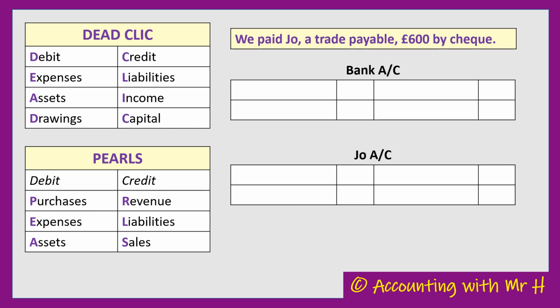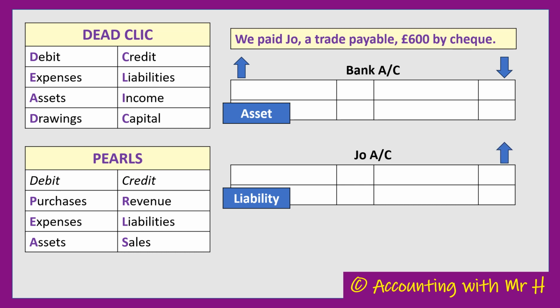Okay, just 3 or 4 more examples then. So we paid Joe, a trade payable, £600 by cheque. So bank, we use an asset account. So debit to increase an asset, credit to reduce an asset. Joe is a trade payable. That makes Joe a liability. And according to CLIC in DEAD CLIC, we credit liabilities to increase and therefore debit to reduce.